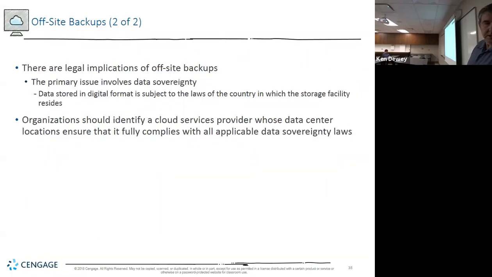Okay. Legal implications. It says the primary issue involved is data sovereignty. Who owns it? We're having an issue with that here at school, believe it or not. You need to identify a cloud service provider whose data center location ensures that it fully complies with all the different laws, the laws of the country.